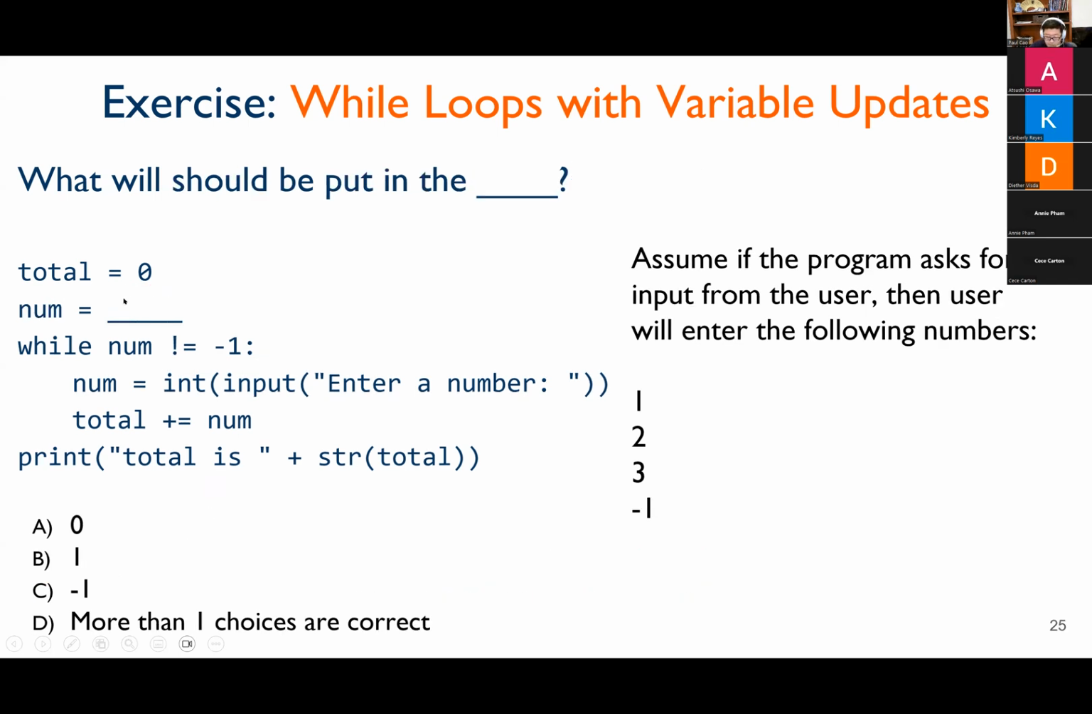So how do I fix it? You need to create this num before the while loop, and then you can use it. The question is, what should I initialize num with? 0, 1, -1, or more than one of the choices? So what should this thing be? Does it matter? I want to add up a bunch of data together.